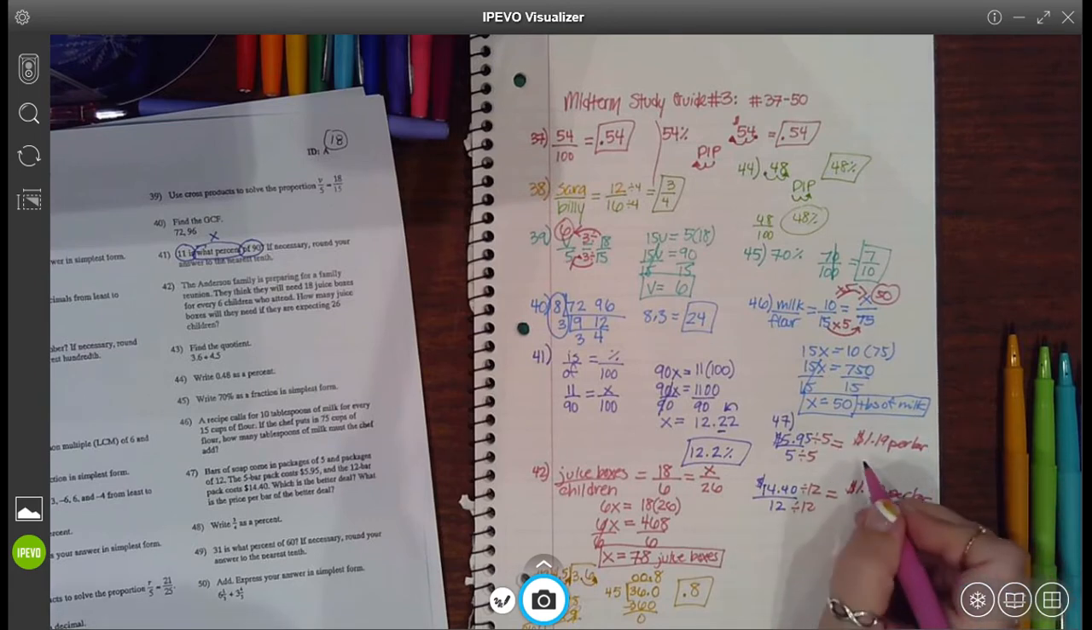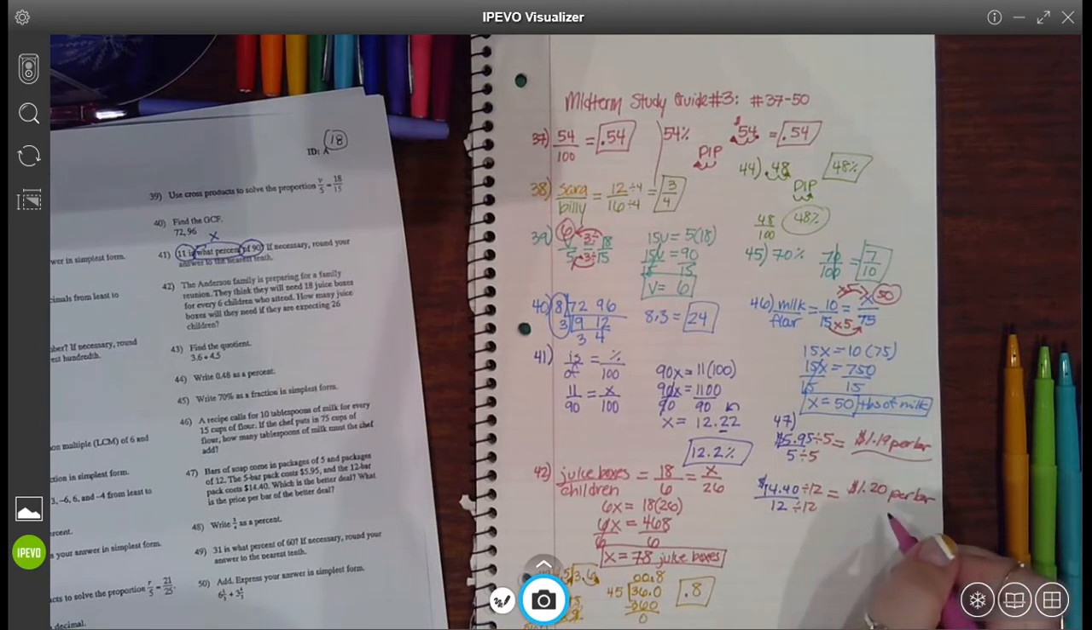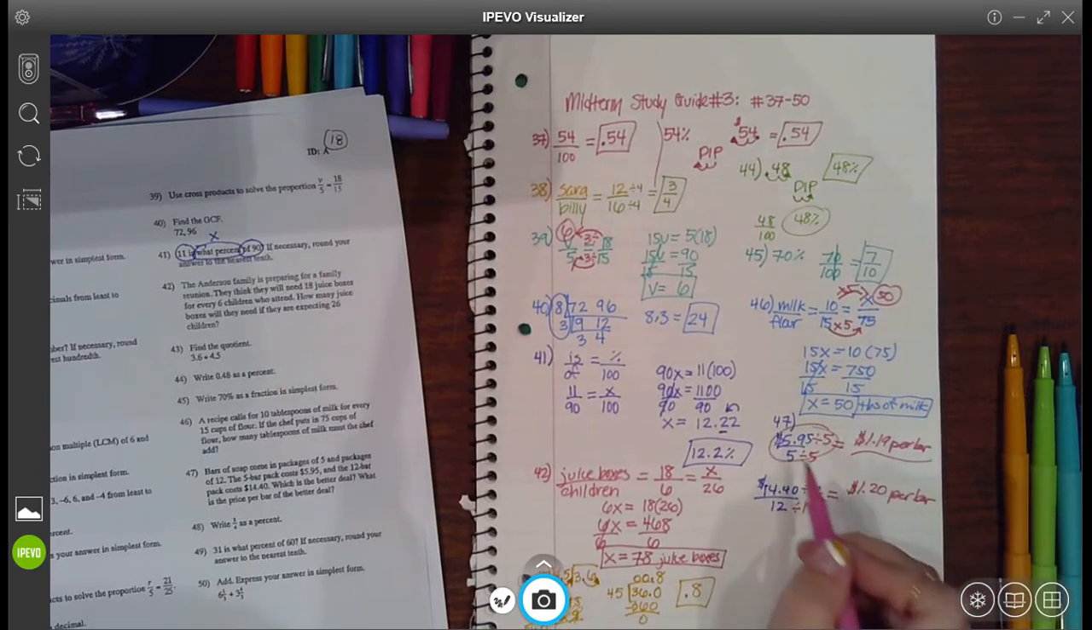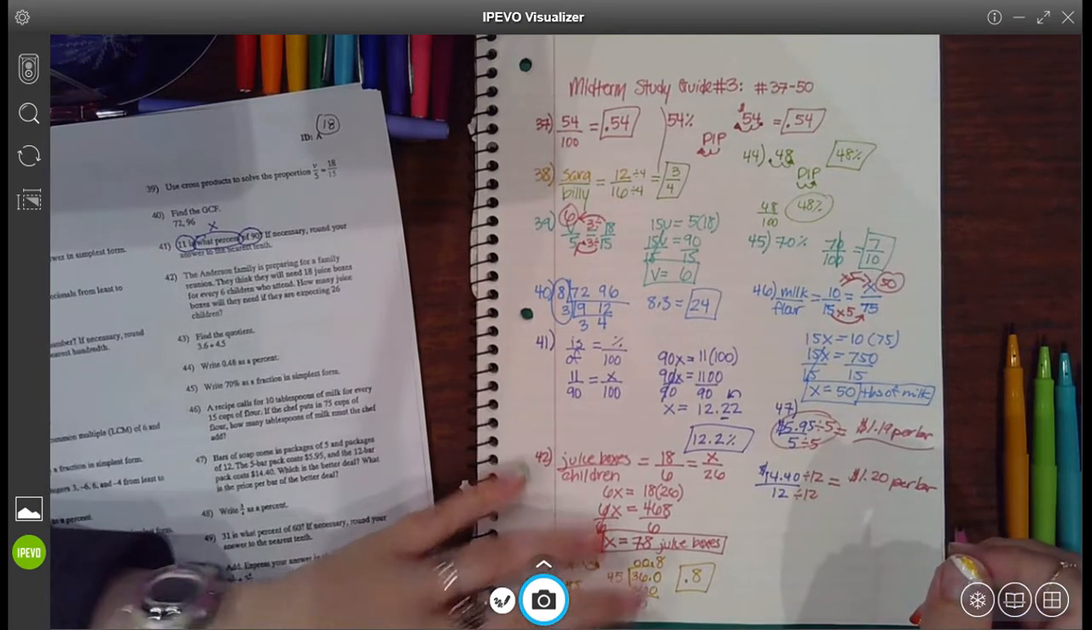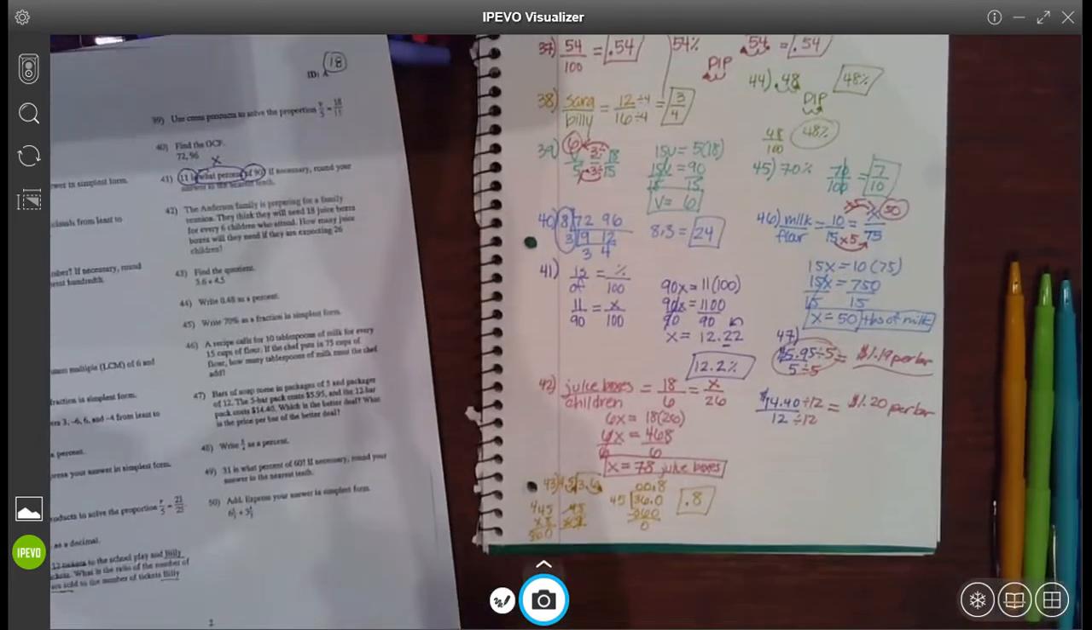Which one's the better rate? You'd rather spend $1.19 than $1.20. So the $5.95 for 5 is actually a better deal than $14.40 for 12. And how much is it per bar? $1.19. Okay. If you were struggling with long division, here's how you would do it.